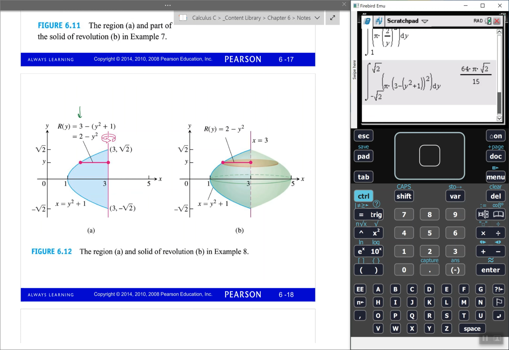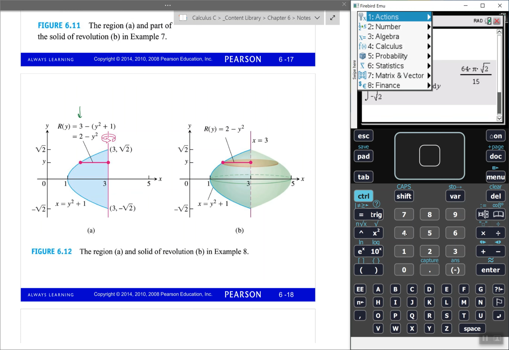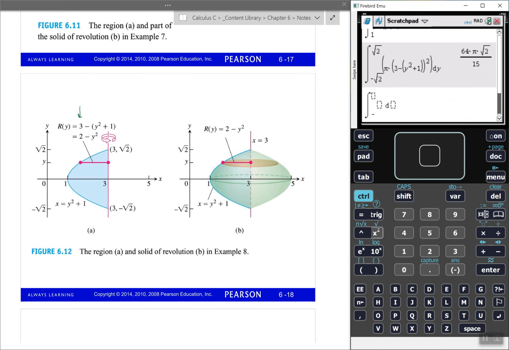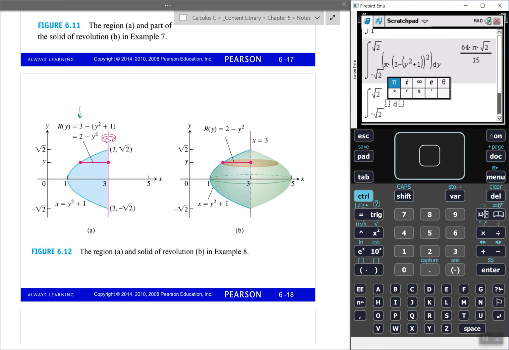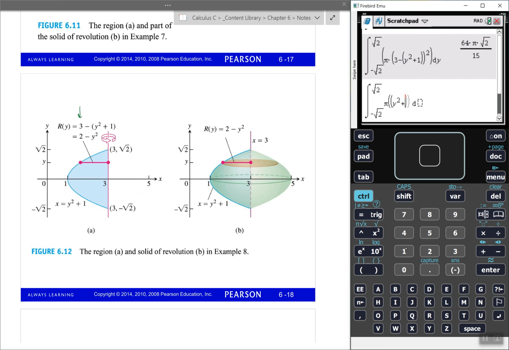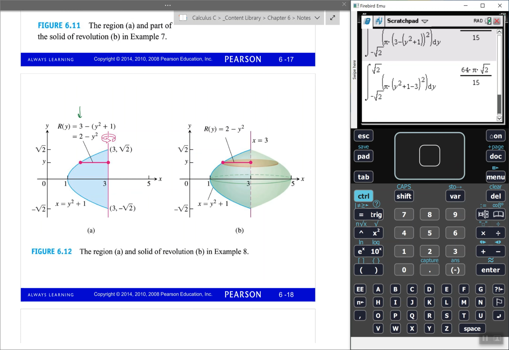Okay, so we end up with 64 pi root 2 over 15. Don't care what that is for right now, I'm just going to compare answers. So if we do this the other way, and if we did pi times the function y squared plus 1 minus 3, so if we had them in the wrong order, quantity squared dy, we end up with the same answer.